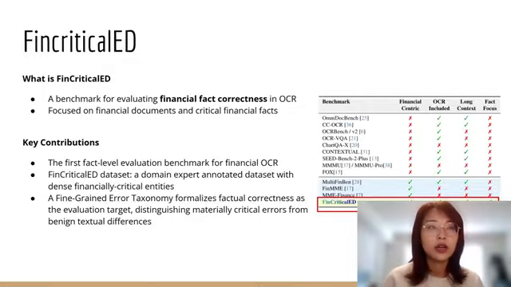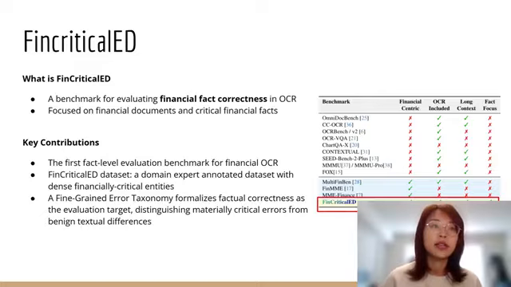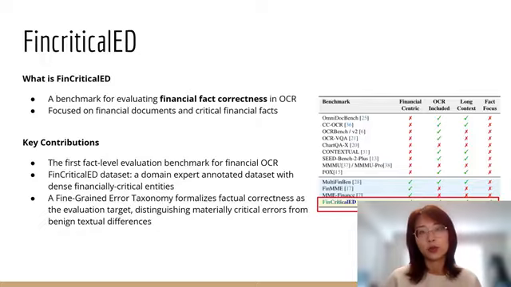So the key contributions are threefold. It is the first fact-level evaluation benchmark for financial OCR. And also we have our manually created, domain-expert-annotated dataset, the FinCriticalED dataset, which has dense financially critical entities that are annotated and help us construct this whole framework. And also, beyond the financial domain, it is a fine-grained error taxonomy that formalizes factual correctness as the evaluation target. It helps us formalize the process of distinguishing materially critical errors from benign textual differences.